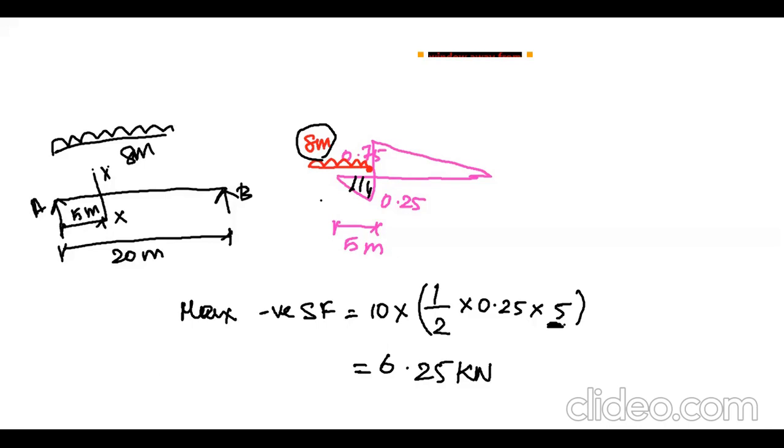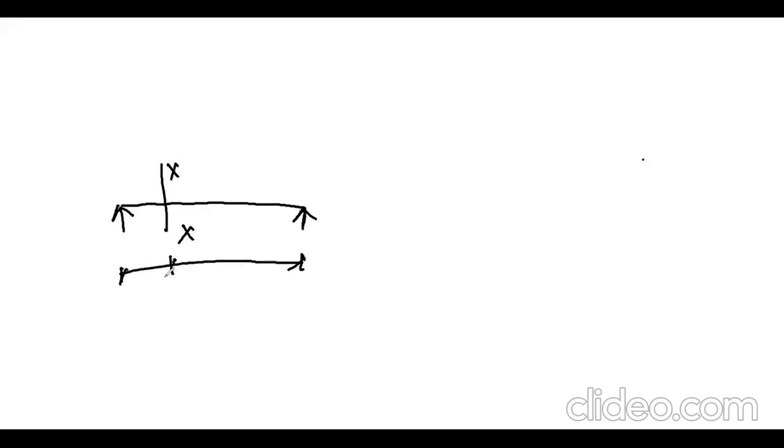Next, we are going to find the maximum bending moment. So this is our beam. Am I right? This is our beam. Here I am taking the section. This is 5 meter, this is 15 meter, and the total span is 20 meter.